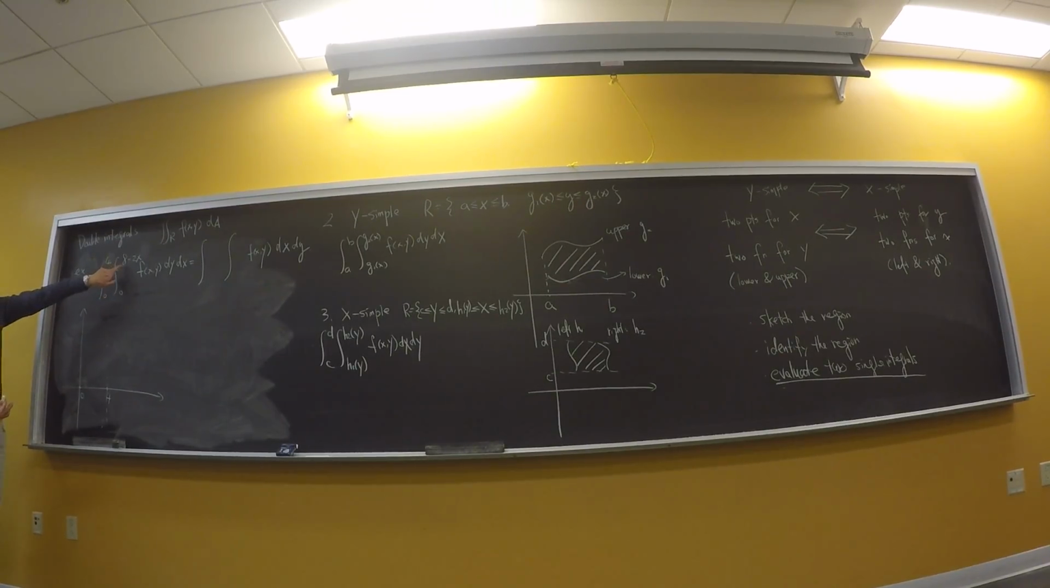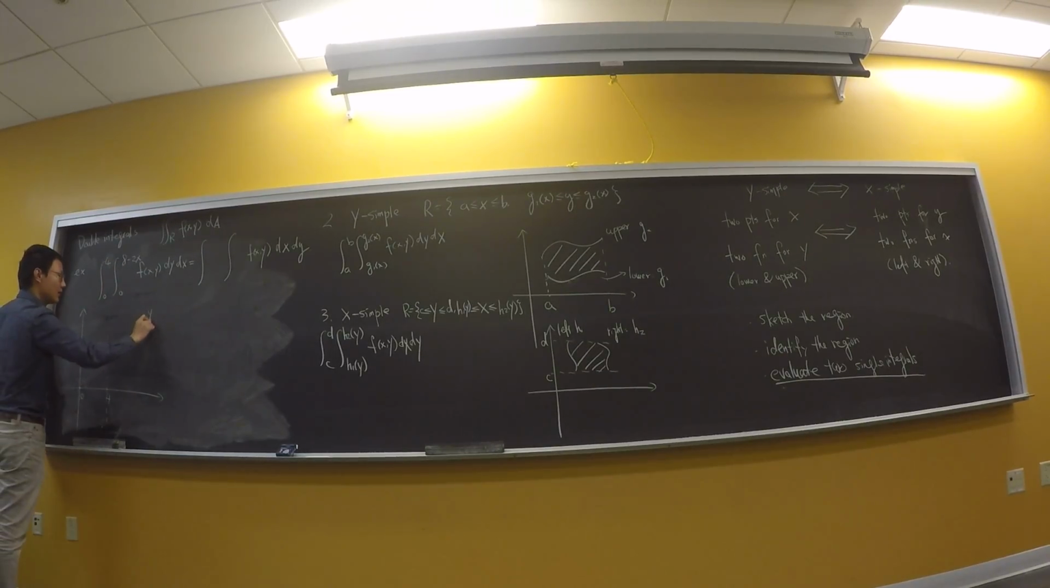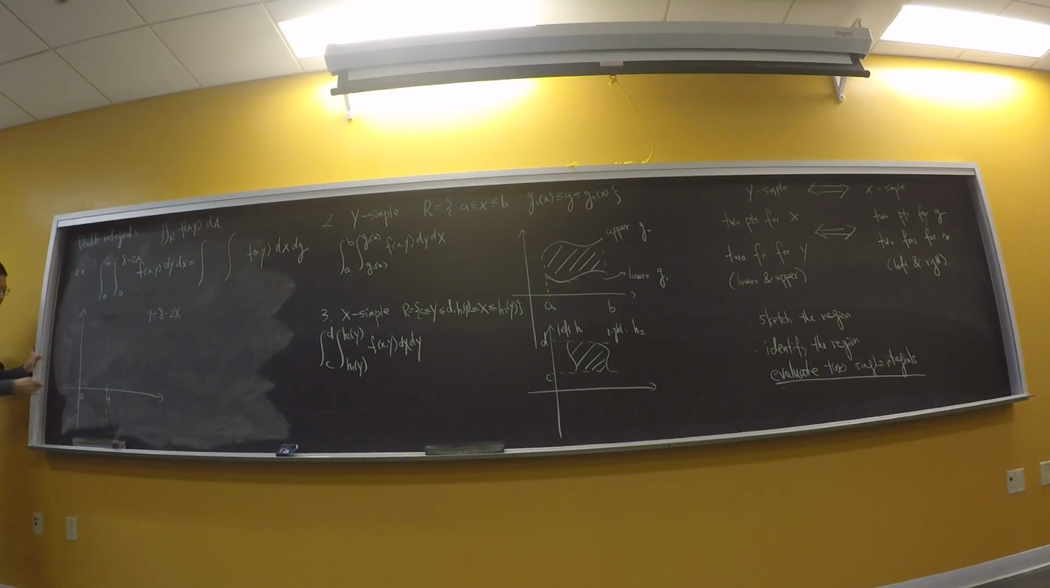And then I need an upper function and a lower function. So the lower function is y equals 0, which is exactly your x-axis. This is the lowest you can get in this region. The upper function is y equals 8 minus 2x. This is a straight line passing through (0, 8) with slope minus 2. And it will pass through this point: when x is equal to 4, y is equal to 0. So it will pass through this point as well. So this is the other function I needed, y equals 8 minus 2x.